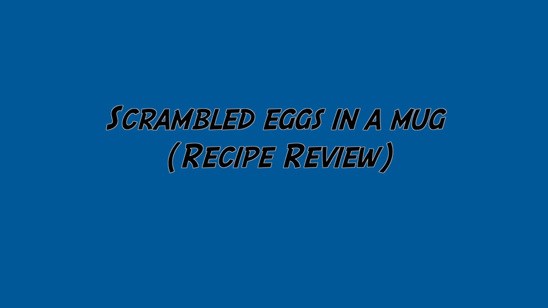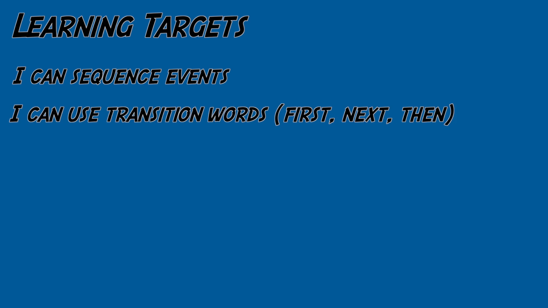On today's episode of Retrieving Speech, we will be reviewing the lesson for scrambled eggs in a mug. So let's go over today's learning targets. I can sequence events. I can use transition words like first, next, and then. I can use past tense verbs.